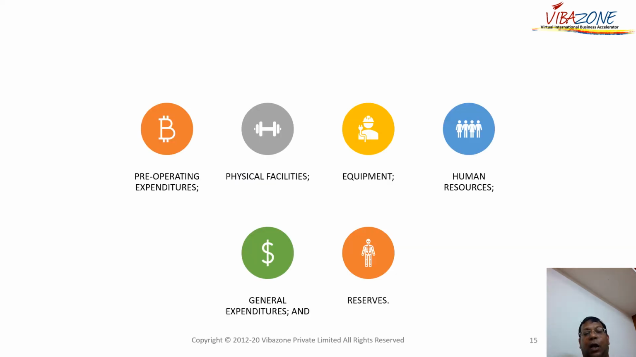do. Now, you will need pre-operating expenses. That's even before you start the incubator. As I told you, you need to do some learning, you need to travel to other incubators. Next, you need money for the physical facility. You also need to buy some equipment. And then you need to have money for your human resources and general expenses like your air conditioners might break down. So you need to spend money for furniture and so on. And then you need to have some reserves. If something goes wrong, you need to be able to sustain your incubator.